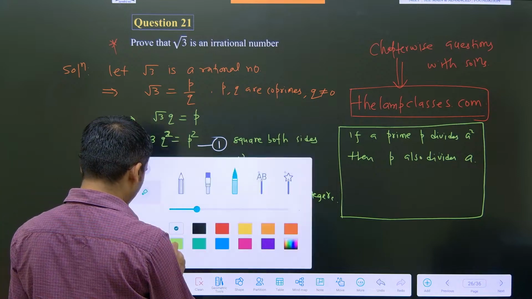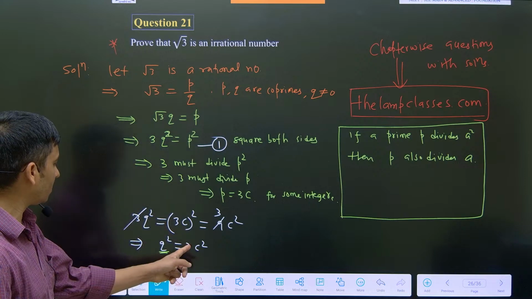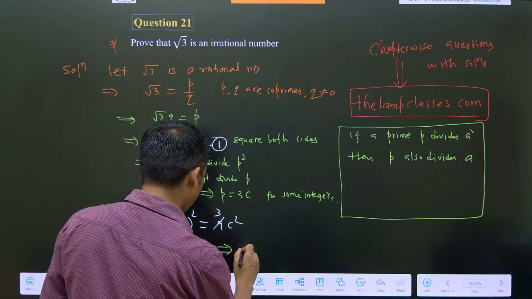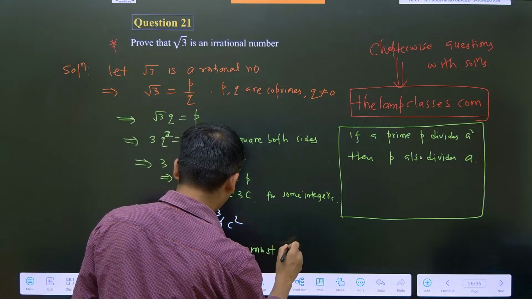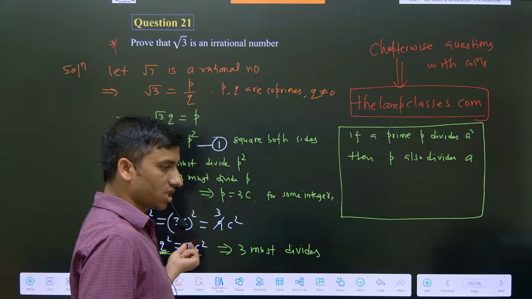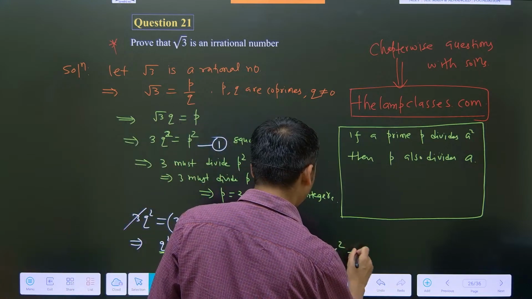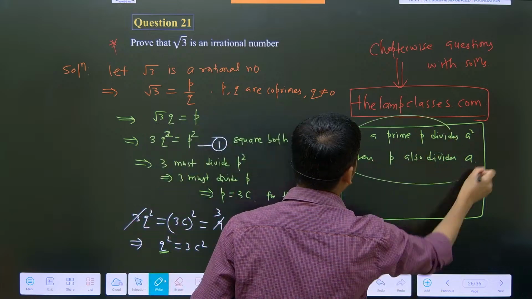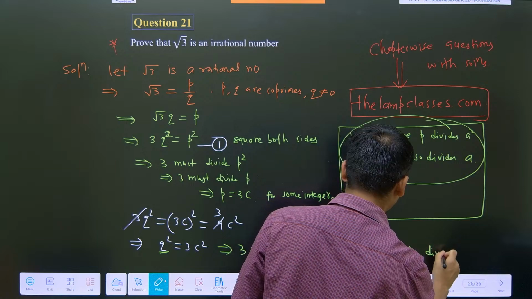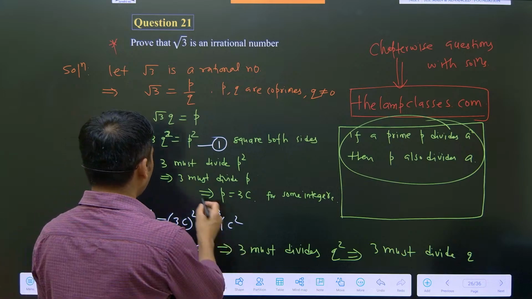That means, can we now say this q² must be divisible by 3, or you can say 3 must divide q²? So from here you can say 3 must divide q². Then only this equation is true. If it does not, then this equation has no meaning. So 3 must divide q². And if 3 divides q², using the same theorem, can we say 3 must divide q, right?